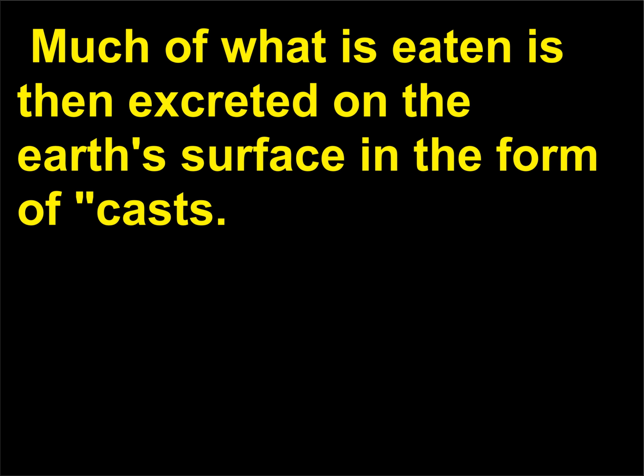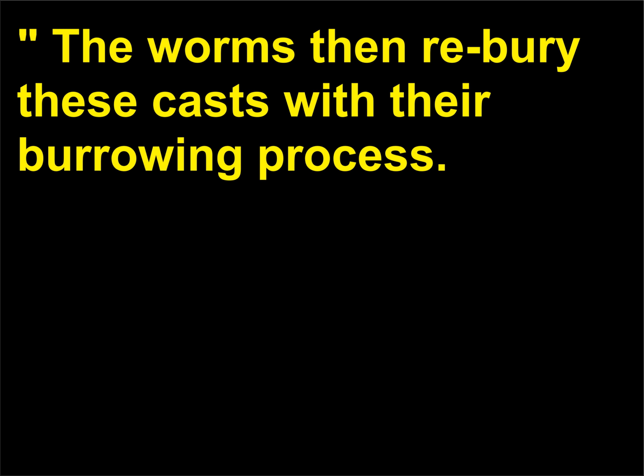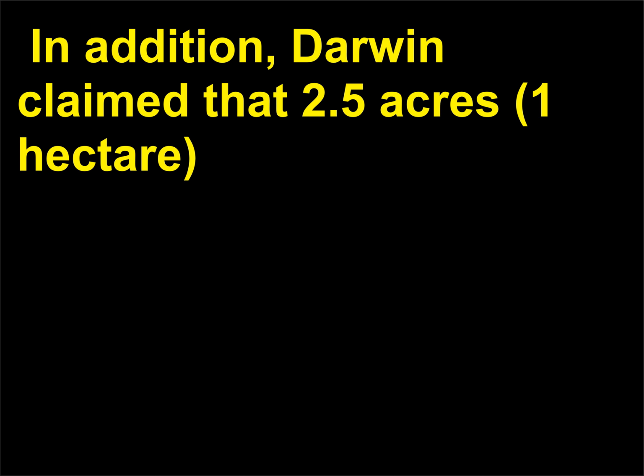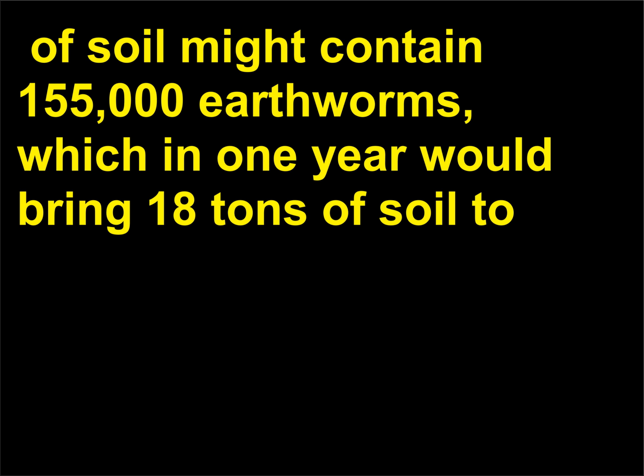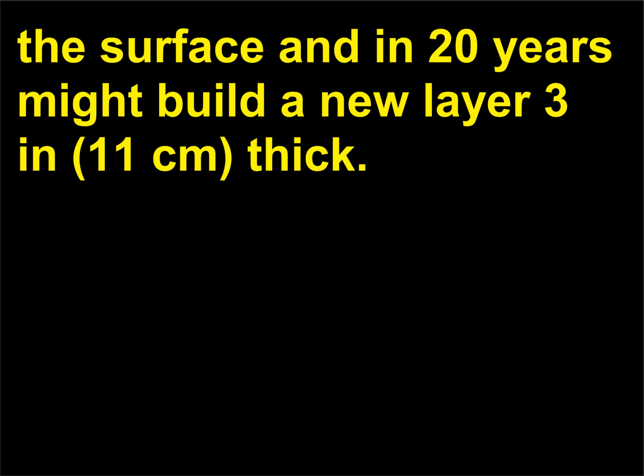Much of what is eaten is then excreted on the Earth's surface in the form of casts. The worms then rebury these casts with their burrowing process. In addition, Darwin claimed that 2.5 acres (1 hectare) of soil might contain 155,000 earthworms, which in 1 year would bring 18 tons of soil to the surface, and in 20 years might build a new layer 3 in (11 centimeters) thick.